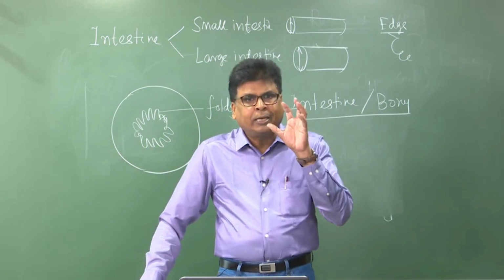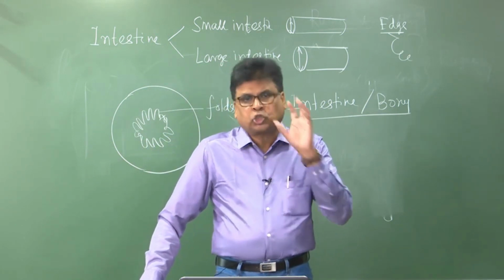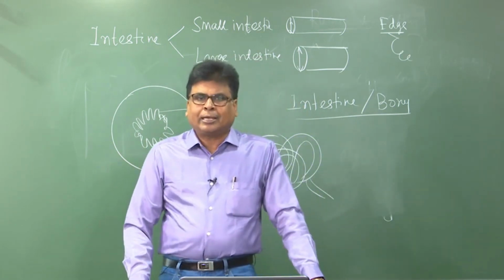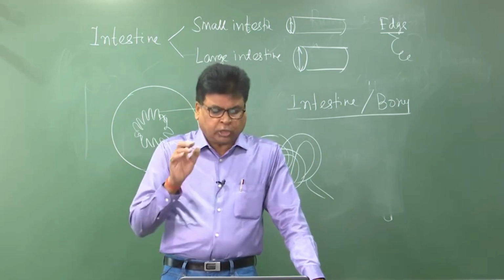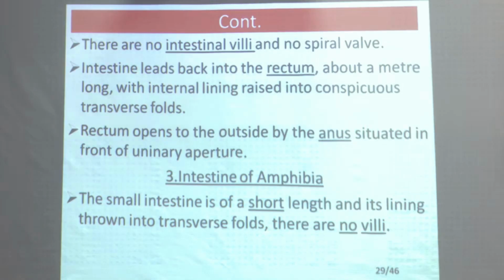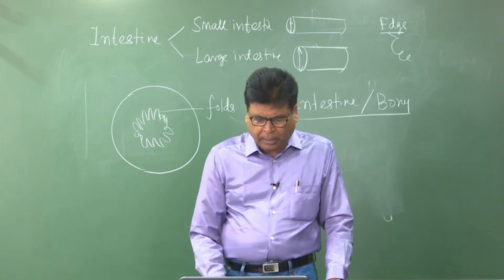So what is the structure of the intestine in the case of amphibia? We shall now discuss. The small intestine in amphibia is of short length and its lining is thrown into transverse folds. There are no villi. In amphibia, again, there are no villi.